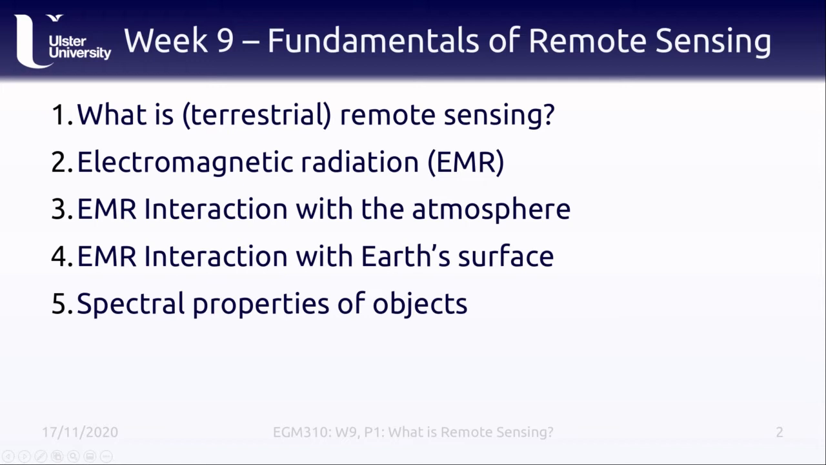Just as a note, I will most likely drop the terrestrial portion of the name and just use remote sensing as a shorthand. In the next videos, we'll cover the basics of electromagnetic radiation, how it interacts with both the Earth's atmosphere and objects on the Earth's surface, and finally, we'll cover the spectral properties of objects.